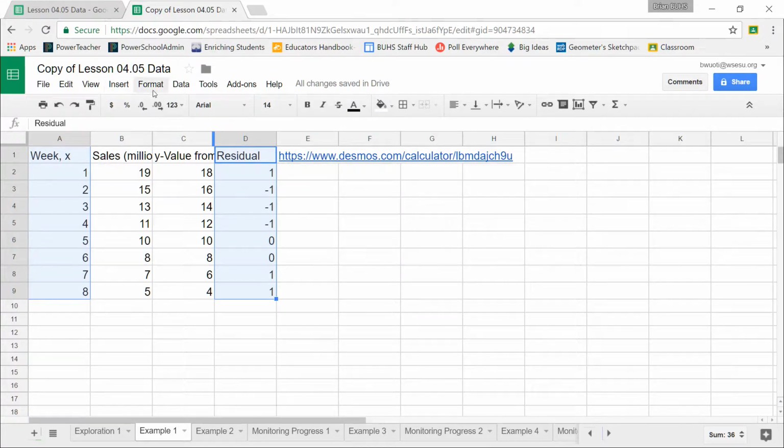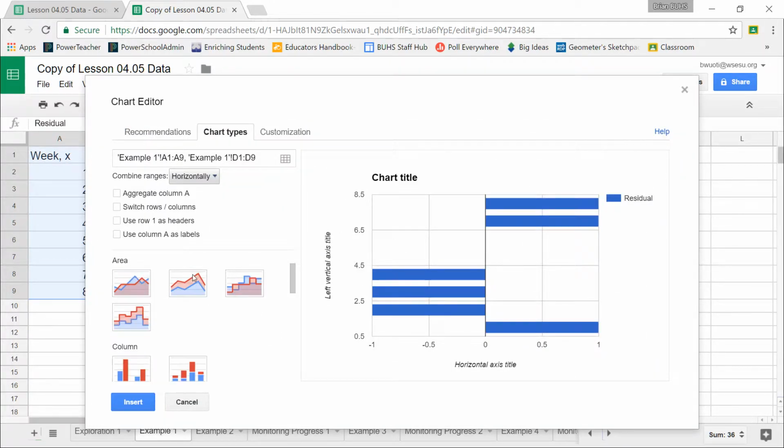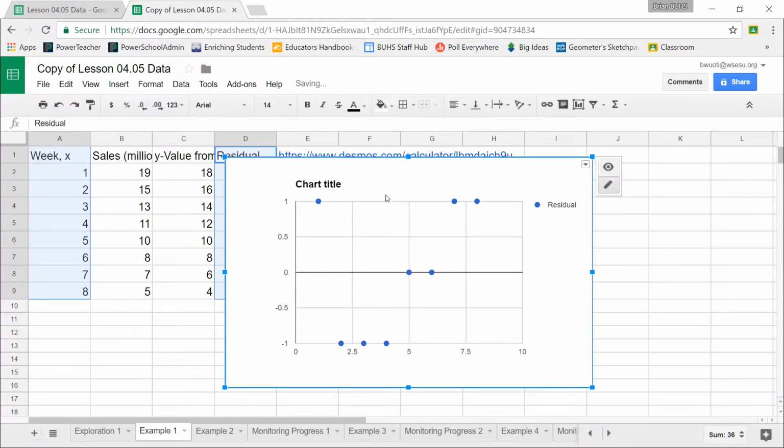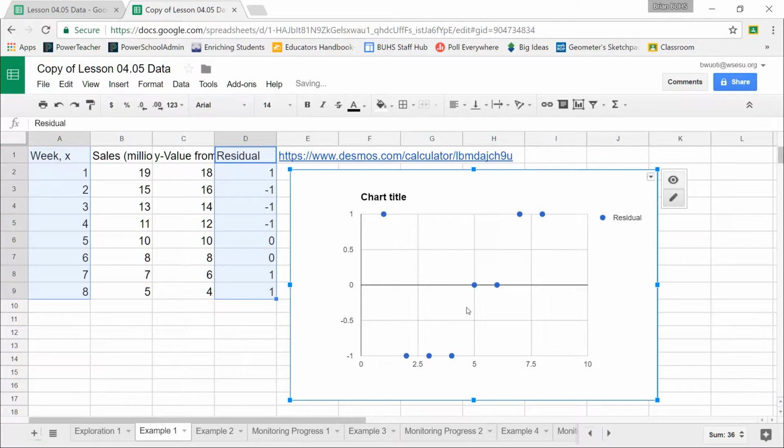And once I have both of those selected, let's insert a chart. And we're actually going to graph the residuals here. Let's see, scatter plot. Yep. And under chart types, I scroll down to select scatter. And these are not my data points, these are my residuals. And if I insert the chart, that's what this represents. This is my residuals. And I see I've got roughly the same number above as I do below. So that means it kind of represents this okay.